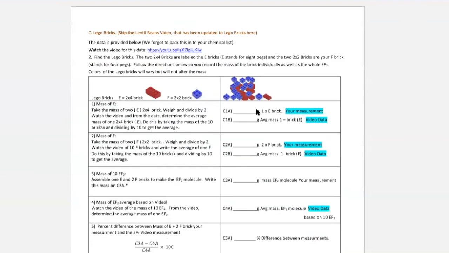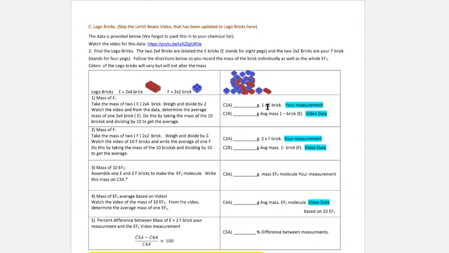That's this portion. So the first part is your measurement. The second part is from the video. First part is your measurement. Second part is from the video. This is EF2. So the EF2, your measurement, okay, and then from the video.